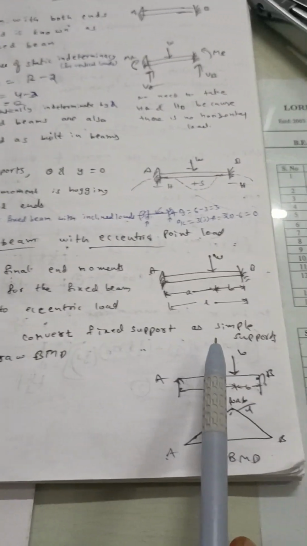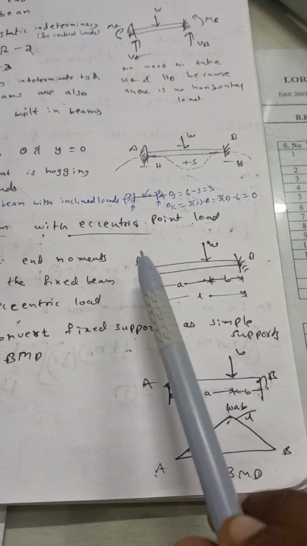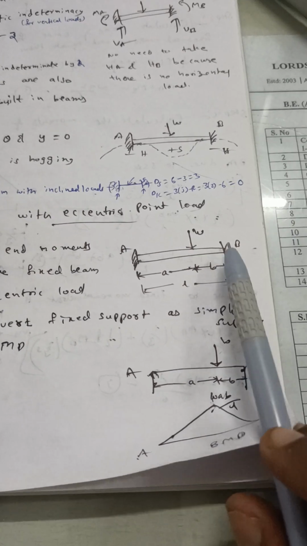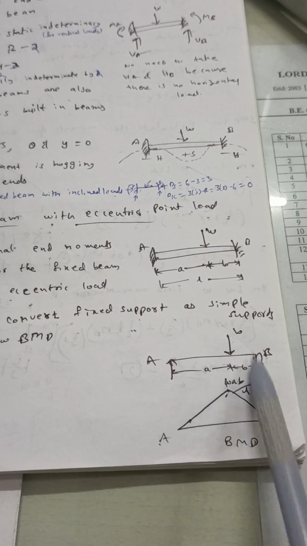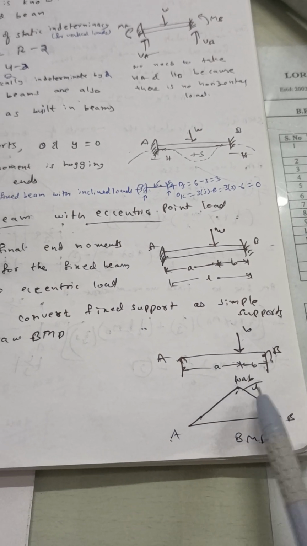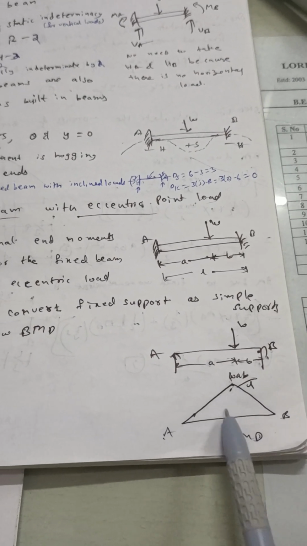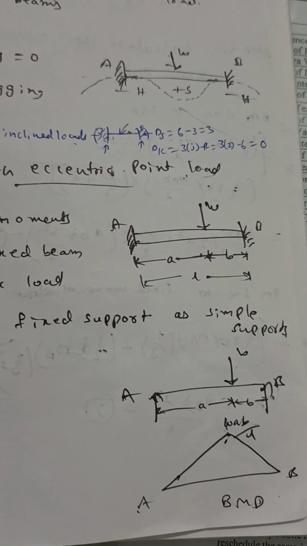The first step is to convert the fixed supports to simple supports, draw the BMD and calculate the area. Here I have removed the supports and in place of the fixed ends, I have kept simple supports. For this I have drawn the bending moment diagram. We know that the maximum bending moment value for this case is WAB by L. Now how to calculate the area? A1 equals half into base into height. Base is L, height is WAB by L. So area A1 is half into L into WAB by L.